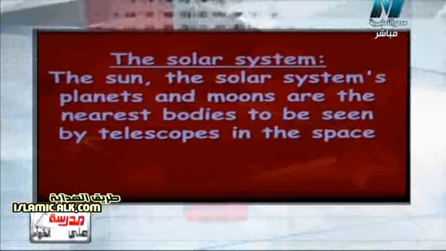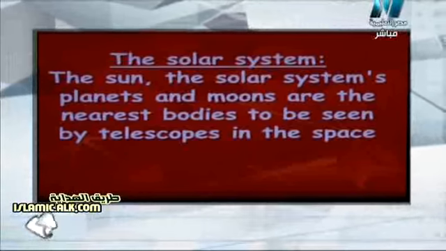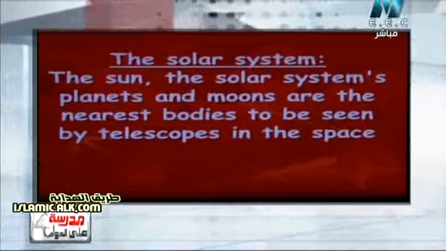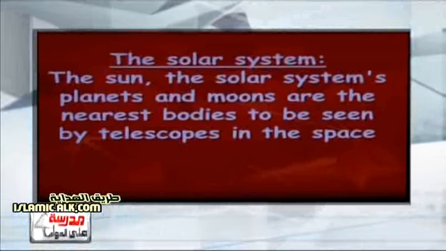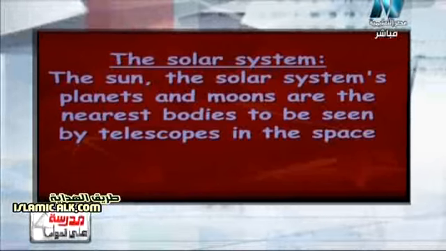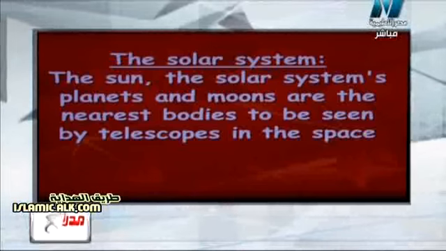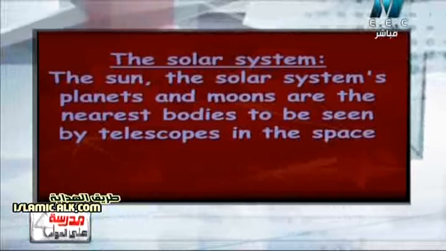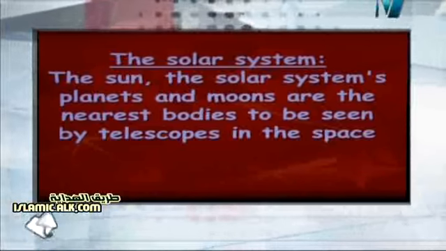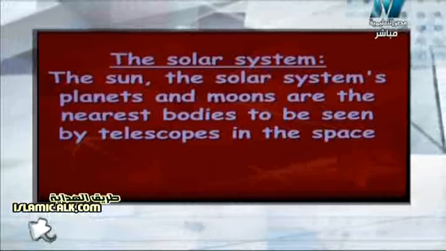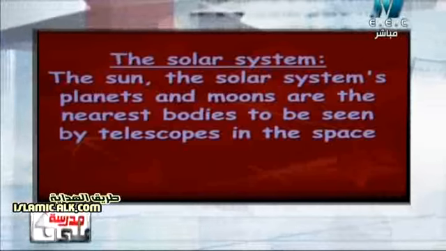I am sure all of you know this lesson well, and it was a very easy and interesting lesson at the same time. So solar system is what? They are the sun and the solar system planets, the moons, and the nearest bodies to be seen by telescope in the space. So we can see the planets and the moon because they are found in our solar system, the one we are inside, because they are the nearest bodies to be seen by telescope in the space.